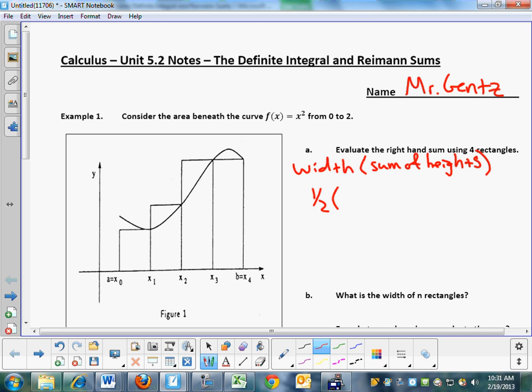So, what is the height of the last rectangle? 4. What's the height of this rectangle? 3/2 squared is 2.25. 1 squared is 1. And 0.5 squared is 0.25. So there you have those 4 heights, and we'll add those up. We've got 0.25 plus 1 plus 2.25 plus 4. So 1 plus 4 is 5, plus 2.25 is 7.25, plus 0.25 is 7.5.